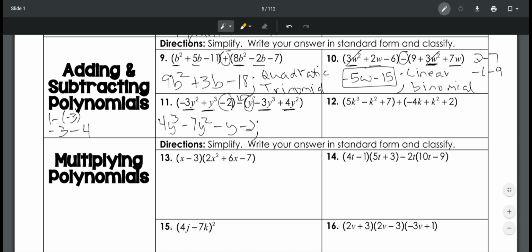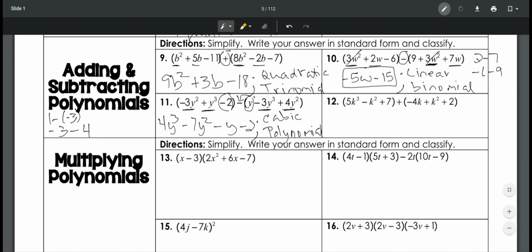Now, as far as the degree, the biggest exponent is a 3. So this is considered cubic because the largest exponent is a 3. And since I have 4 terms, it's considered just a regular polynomial. There is no special name like monomial, binomial, trinomial for groups of 4 terms.